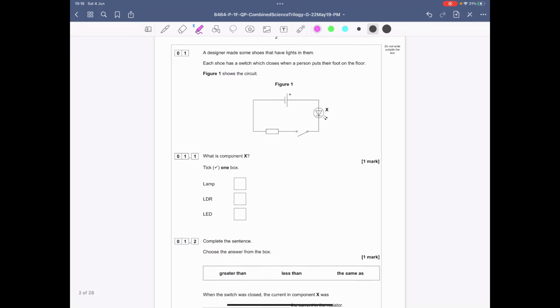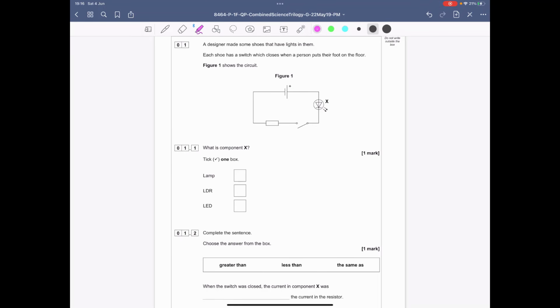So, question number 1 then. A designer made some shoes that have lights in them. Each shoe has a switch which closes when a person puts their foot on the floor. Figure 1 shows the circuit. What is component X? Is it a lamp, an LDR, or an LED?